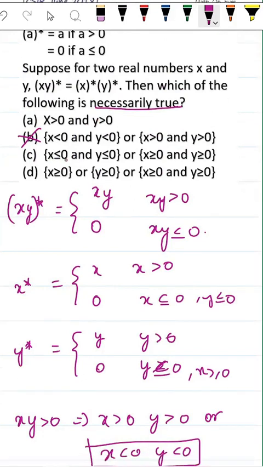x less than or equal to 0, y less than or equal to 0, and then x greater than or equal to 0, y greater than or equal to 0. This option fails. And x greater than 0, y greater than 0 is not a necessary condition. We may also have x greater than 0 or y greater than 0 to make the condition true. It is not necessarily true. A is not necessarily true. There are some numbers apart from x greater than 0, y greater than 0 which satisfy the condition. So option D is the true answer.